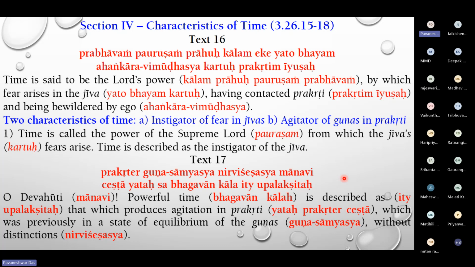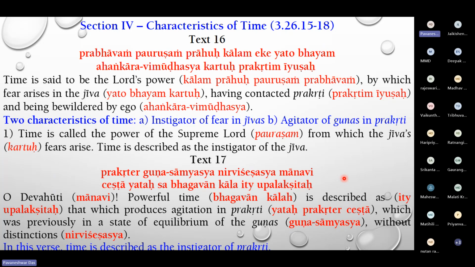Second quality of time. O Mother Devahuti, the powerful time is described as that which produces agitation in Prakriti, which was previously in a state of equilibrium of the gunas without distinction. So basically, time is the entity which agitates the 3 gunas which are in an equilibrium state. The agitation produces 24 material elements. This is the second quality of time. In this verse, time is described as the instigator of Prakriti.